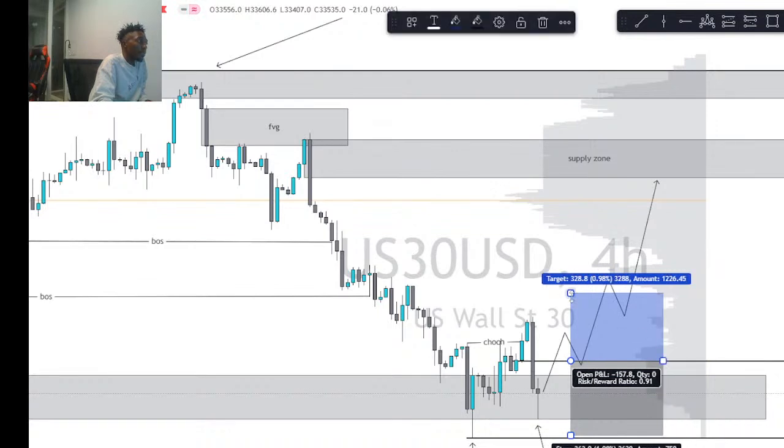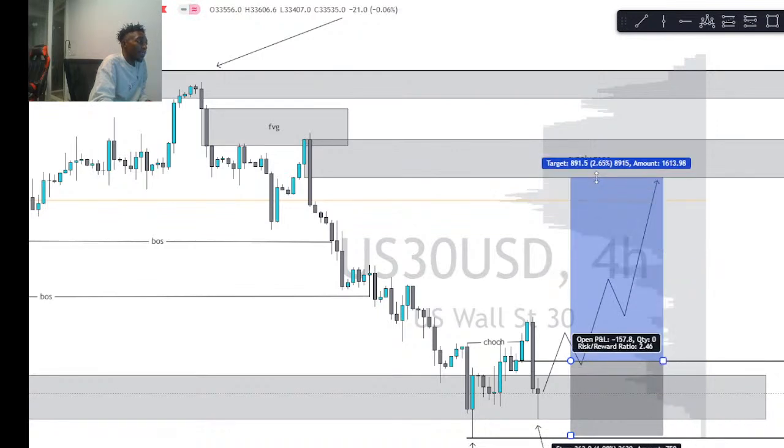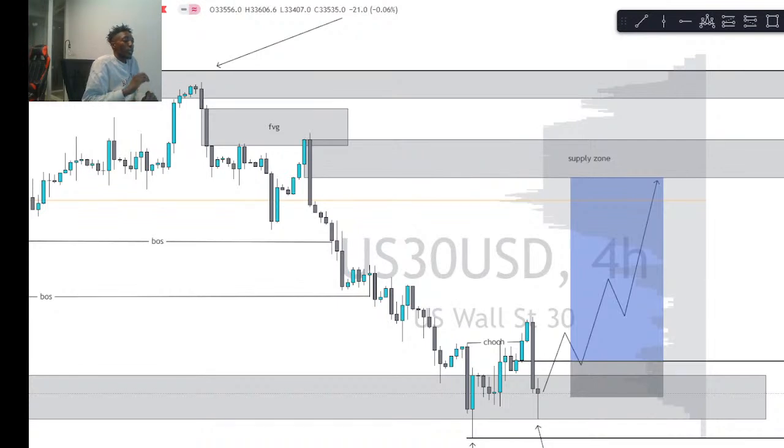So let me repeat the area or the price. Let me repeat the price where we are expecting to buy USD. If USD breaks above 33,689, we start looking for buys. We start monitoring buys on USD.